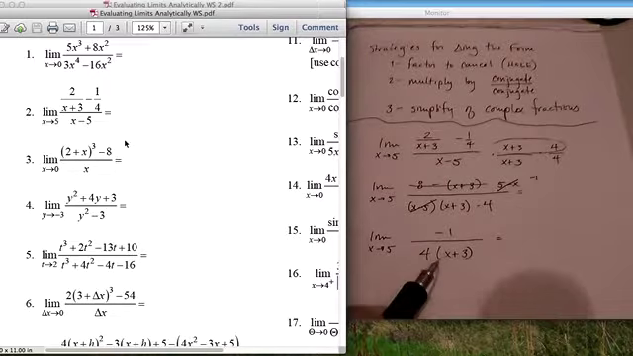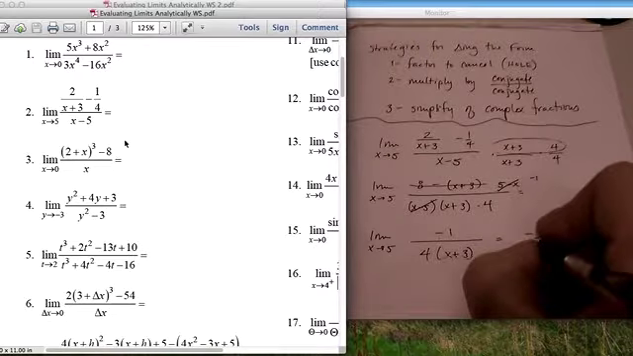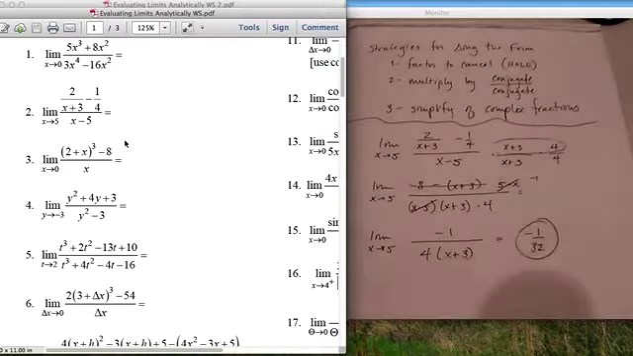I go ahead and plug in the 5, and I get 5 plus 3, 8 times 4 is 32. I get negative 1 over 32, and that is the limit of that function as x goes to 5.